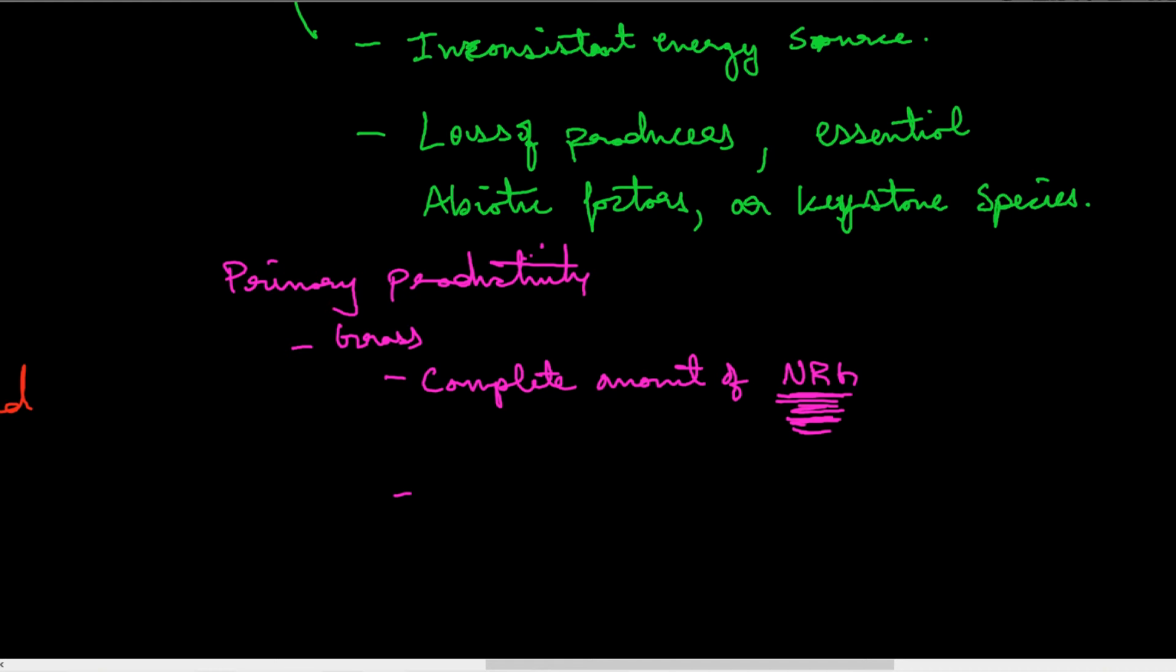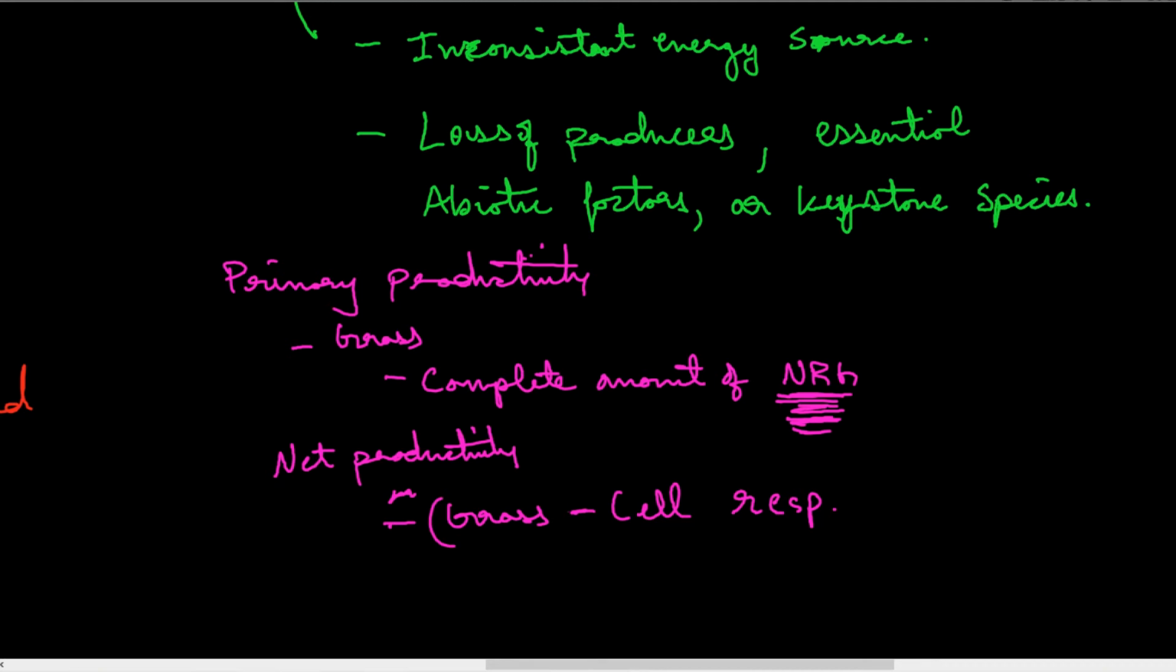All right. So then next, what we have is the net energy, net productivity, right? Okay. So net productivity would be gross minus cell resp. Oh, let me erase that. My bad. Okay, so gross. Oh, erase that. Does not look good. All right, there we go. So gross minus cellular respiration.